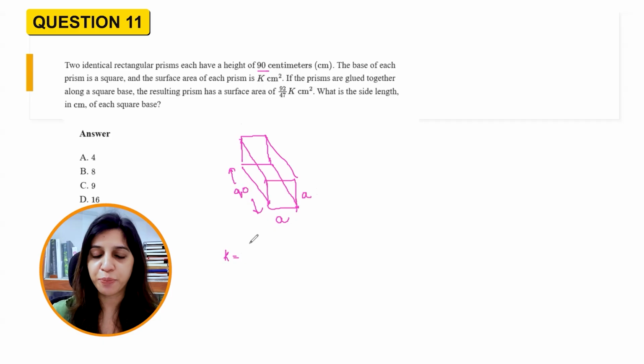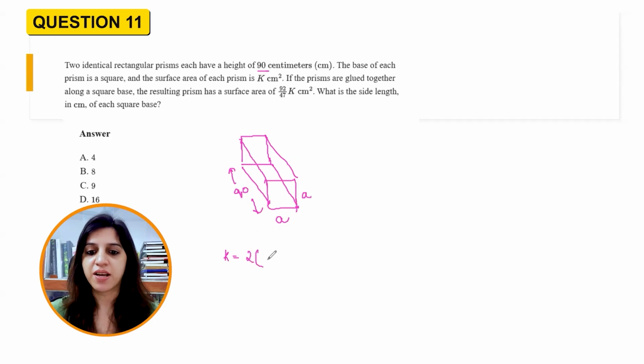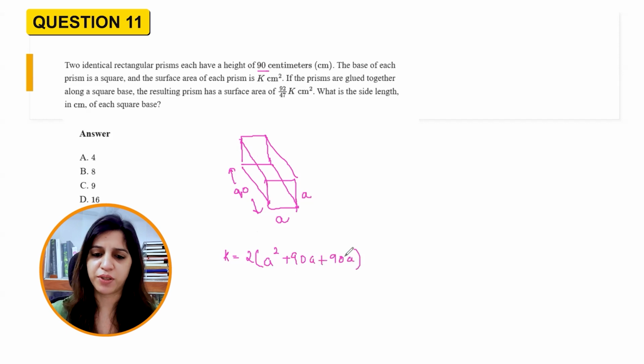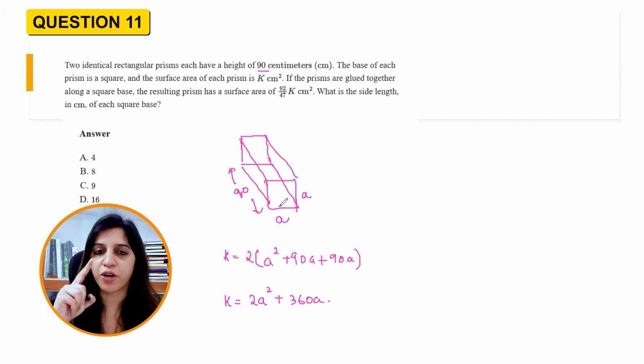The surface area of a prism, the formula that we know or logically also you can derive, it's 2 times the areas of opposite surfaces. So I'm going to get 2 times A square plus 90A plus 90A, which if you want, you can simplify a little bit and say K is 2A square plus 360A. This is the surface area of one of the prisms.